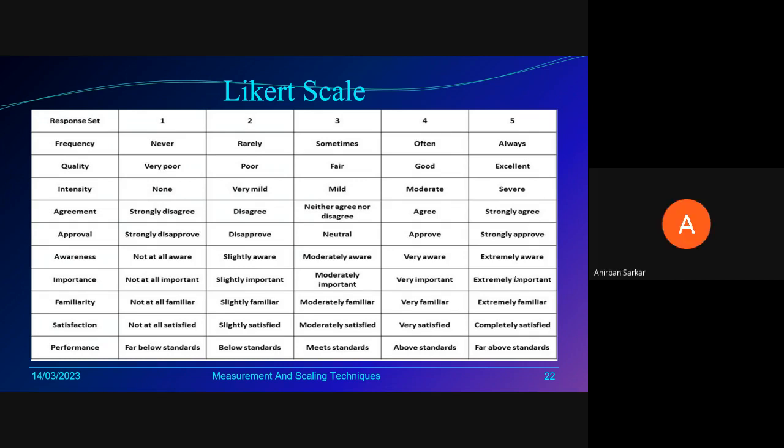And the numbers which we have put here, you may put them from -2 to +2. You may put them from 0 to 4. You may put them from 1 to 5. You are free to put any number.